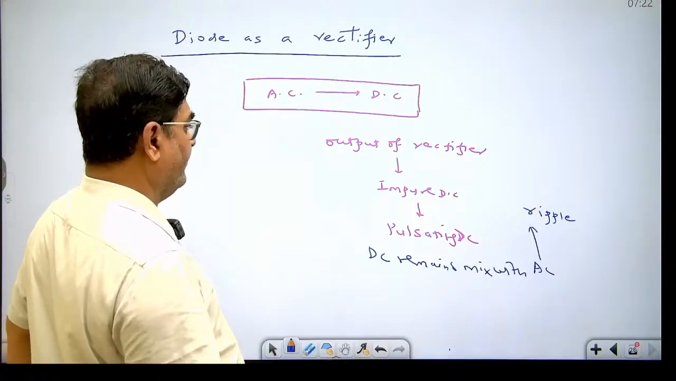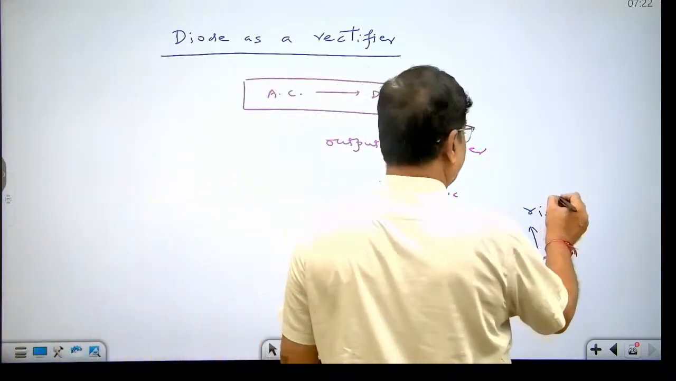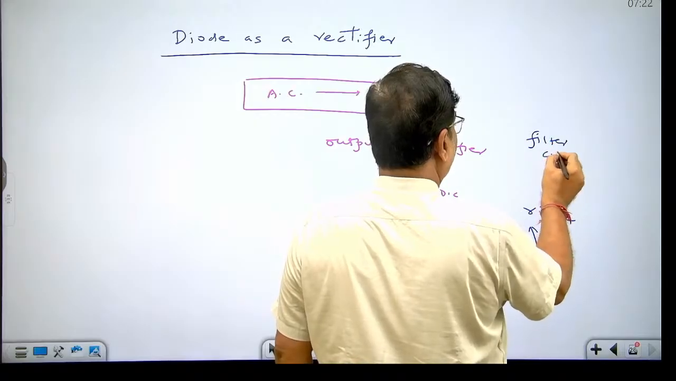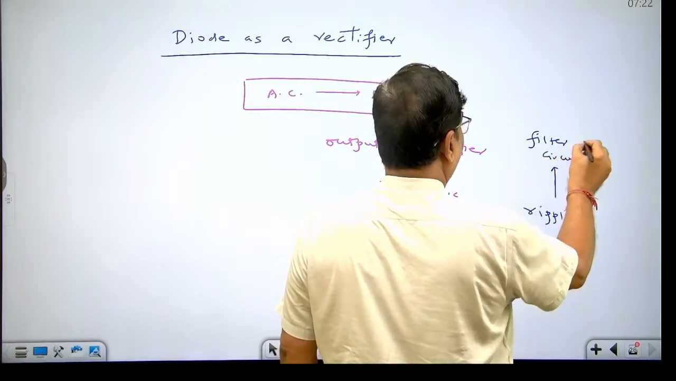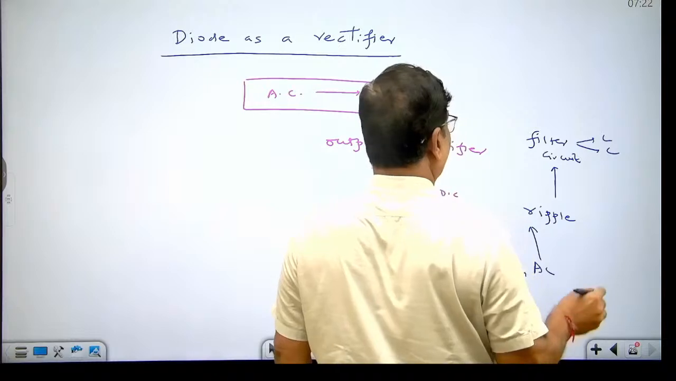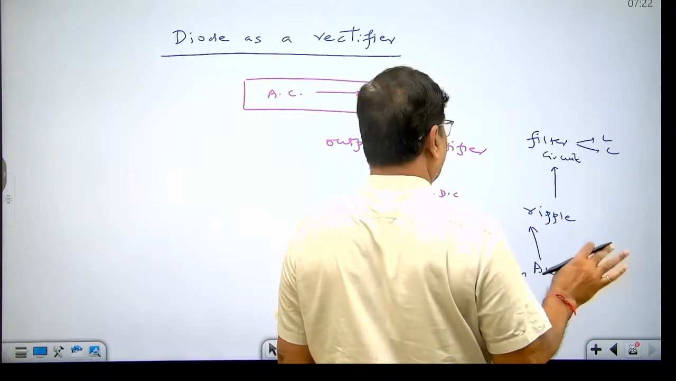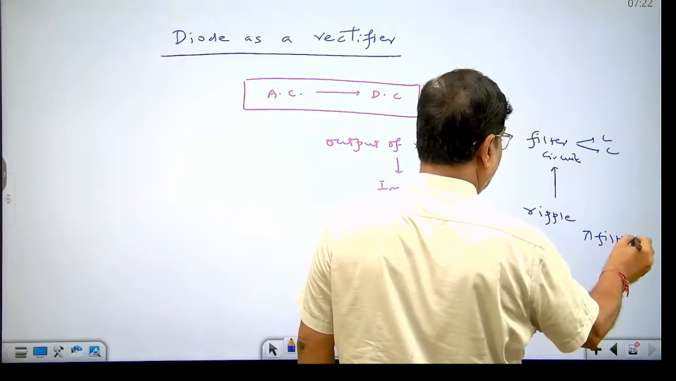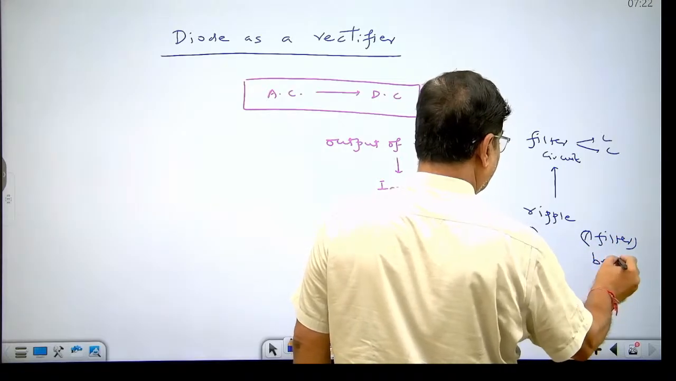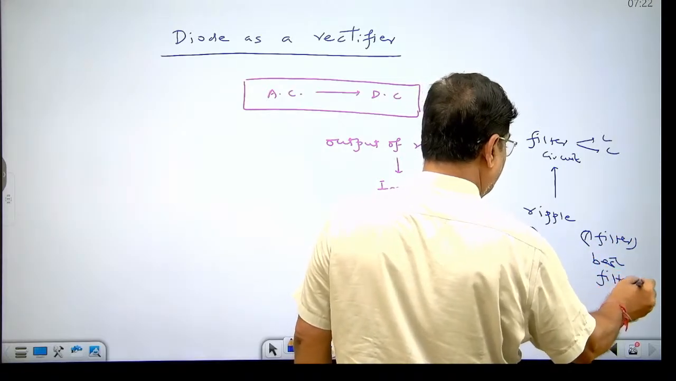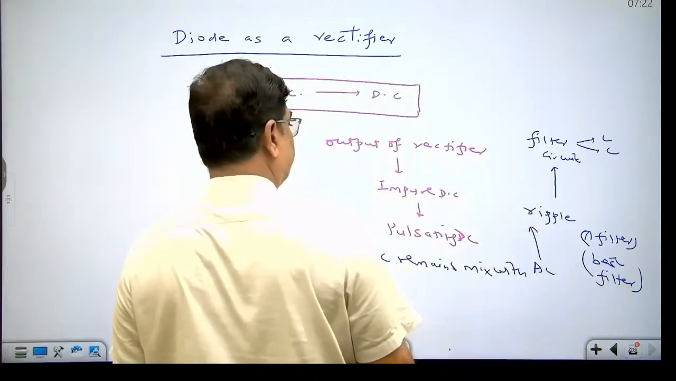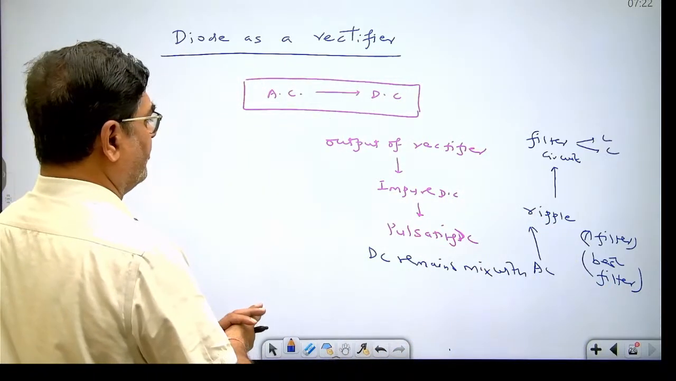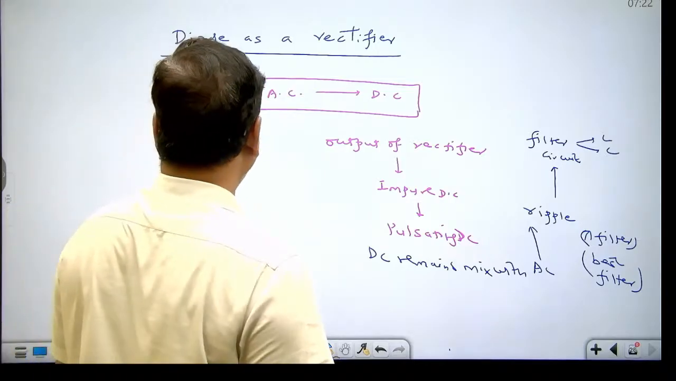To remove this ripple, we may use filter circuit, made up of L or C or combination. The best filter circuit for ripple control is pi filter. Pi filter is the best filter for ripple control. And the choke input filter is a voltage regulator.